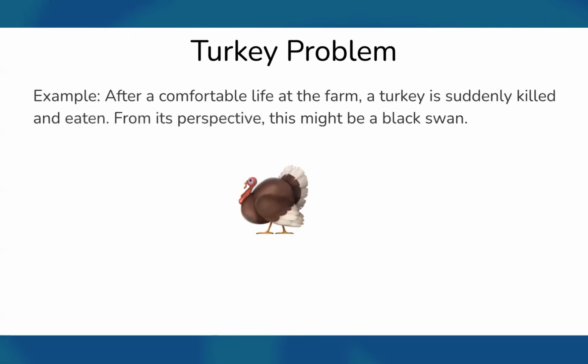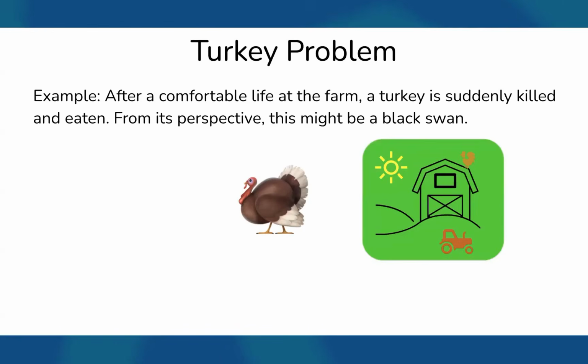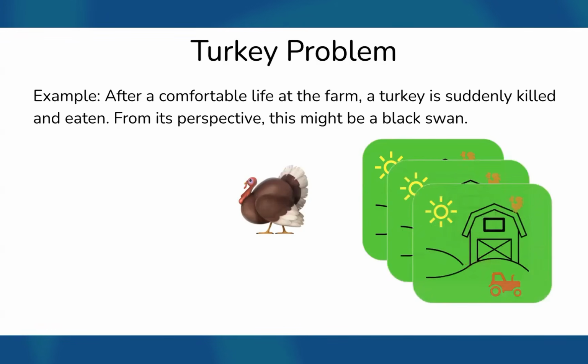Now let's talk about another concept for thinking about black swans in a more informal way, which is the turkey problem. After a comfortable life at a farm, a turkey is suddenly killed and eaten. From its perspective, this might be a black swan. This example is popular because it illustrates that if the turkey was just keeping track of each day, it would think, I'm being fed every day, everything is fine, the farmer must care about me, it keeps feeding me, and the next day it's the same thing, and so on and so on.